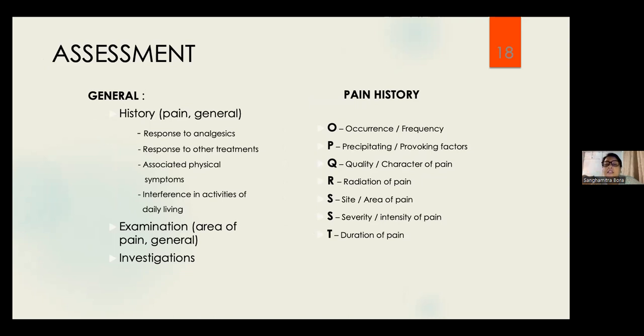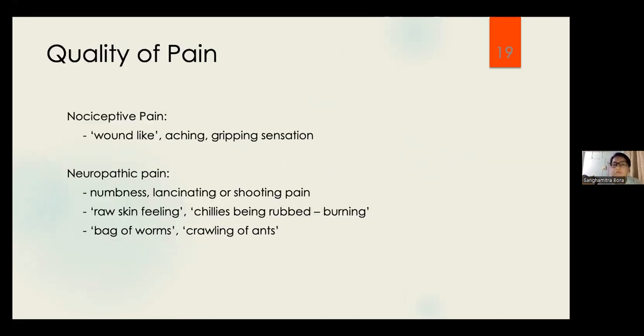And T stands for the duration of pain, since how long, and the temporal factors like, is it more in the evening? Is it more in the morning? Is it after taking food or something like that?